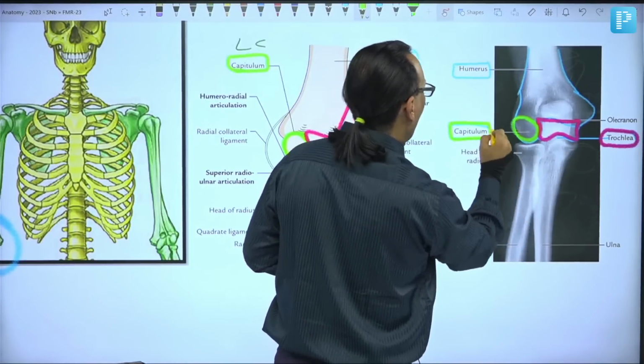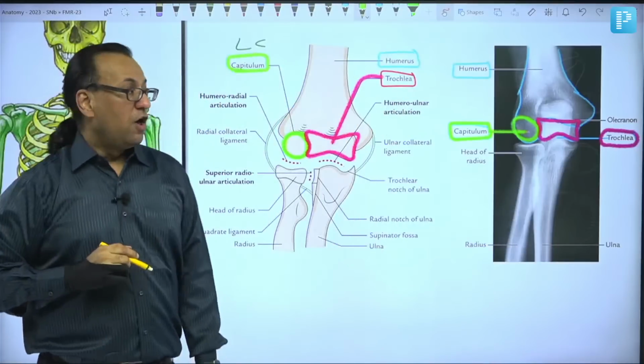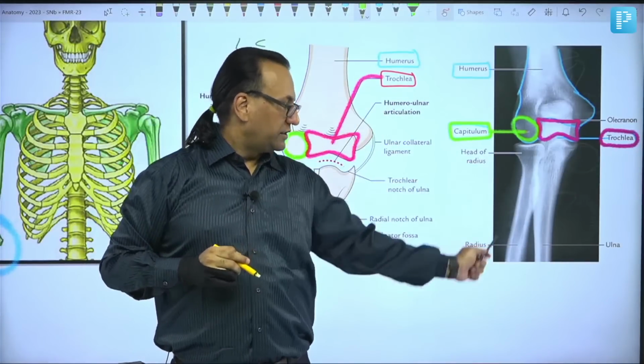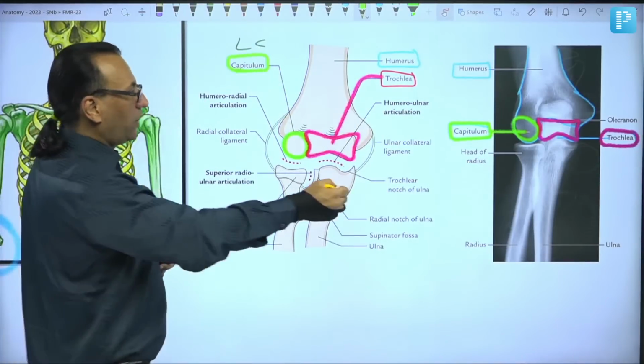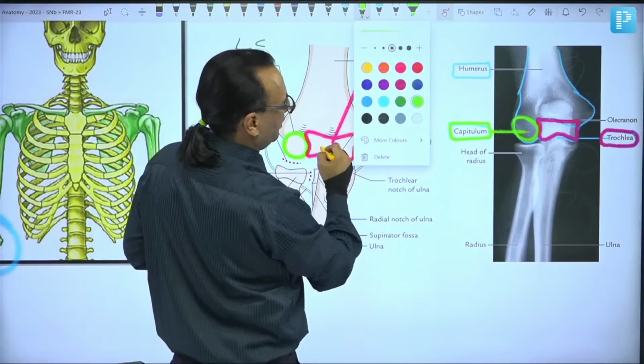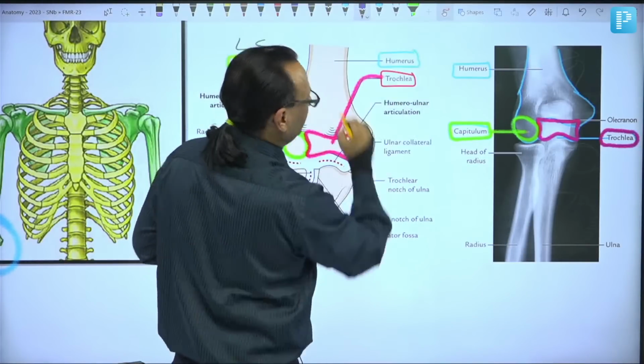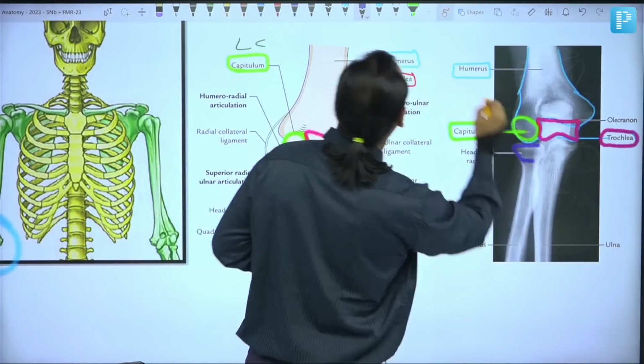Your question was on the capitulum. It's like a cap on the head of the radius. So this is the radius bone now. As you look at the radius bone, let us use some other color. Say this is the head of the radius.